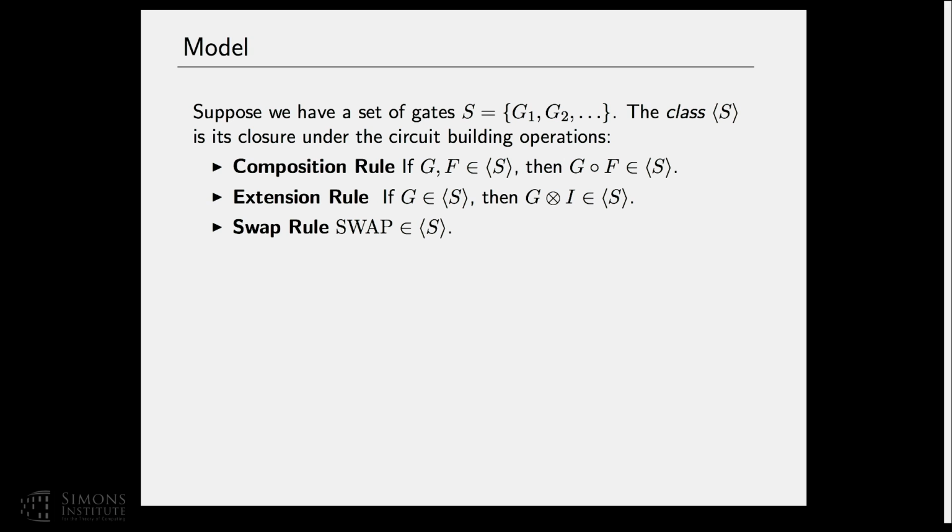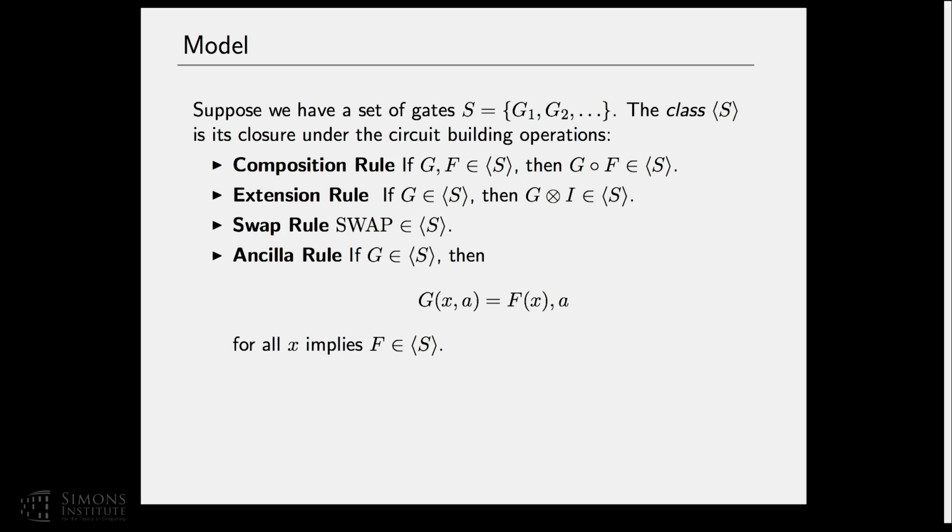And then something for our convenience, we're always going to assume that the swap gate is in our set, and this allows us to basically not worry about the orientation in which we're applying our gates. Basically anything we want to do with our gates we can do, and this is just a nice, concise way of writing that. And then finally, as I referred to before, this ancilla rule. So if I have some gate G and it fixes a particular ancilla, for all inputs X, then whatever function is left over on the remaining part of the input, we say that that's also in our gate set. And so we'll see an example of some of this in a second.